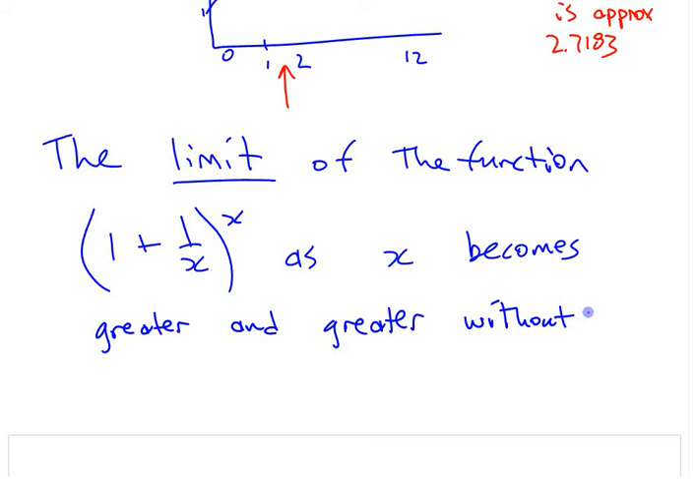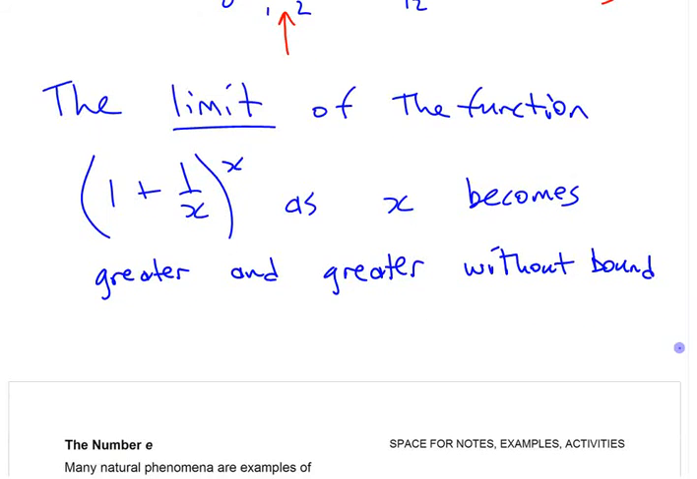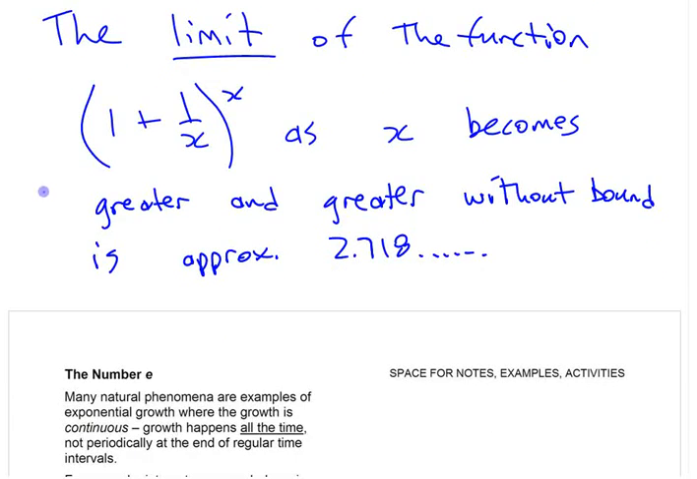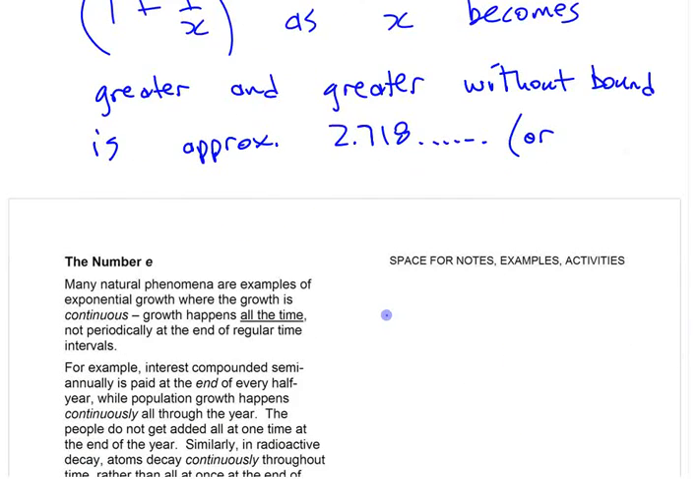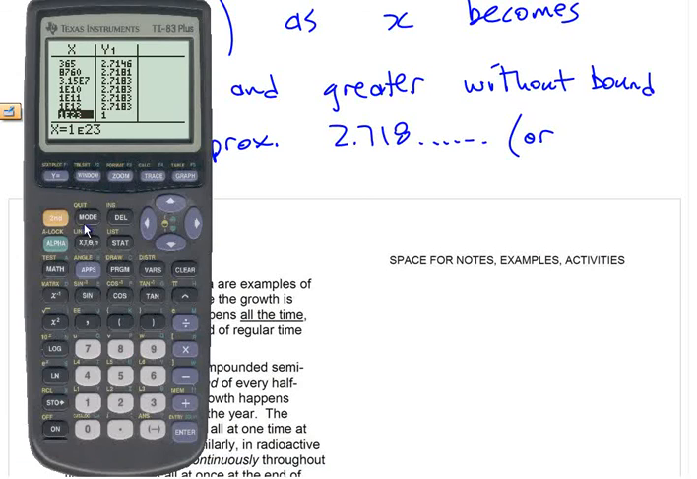Without bound. What does that mean, without bound? If something becomes greater and greater without bound, how high is it going to get? Infinity, right? So we could say it the other way, as it goes towards infinity. What was the upper limit? Approximately what? 2.718. It's approximately that, or what number is that? What would you guess that number is? Take a guess here. It's that number, okay? That's the number.